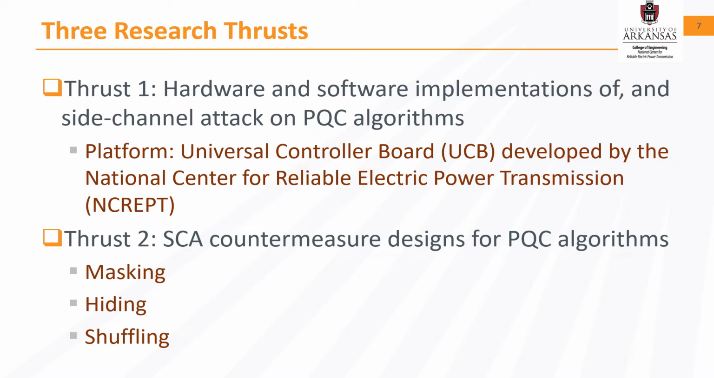In thrust 1, we will implement 4 PQC algorithms on the UCB board, which contains the TI DSP and the latest FPGA. Once we have the implementations, we will perform side channel attacks. In thrust 2, we will apply different countermeasure mechanisms, including masking, hiding, and shuffling to make PQC algorithms SCA-proof.